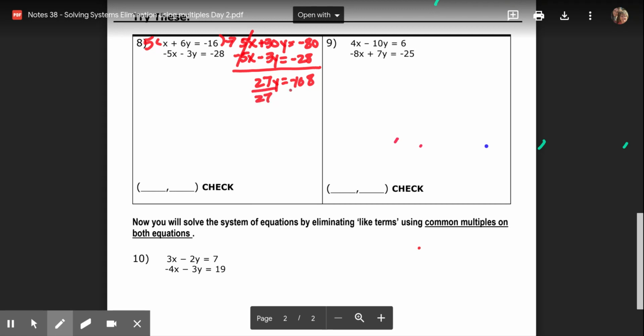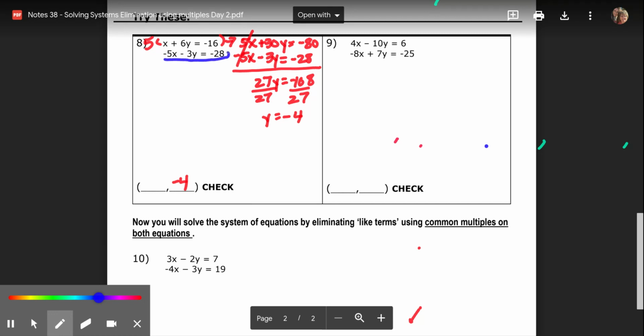Divide both sides by 27, and y is going to be equal to, I believe, negative 4. 8, 9, 10. Yep, so that's it. All right, so now y is negative 4. So now I'm just going to go ahead and use this bottom equation to put negative 4 in place of y.